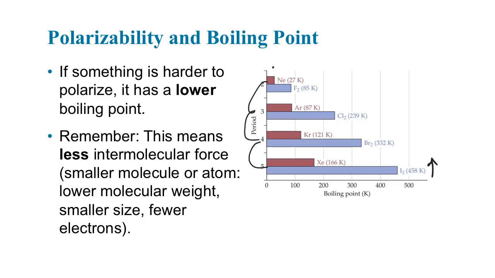So the harder something is to polarize, the lower the boiling point. Neon would have a really low polarizability, hence a low boiling point, which means less intermolecular force. So a smaller molecule or atom with a lower molecular weight, smaller or more compact size, and fewer electrons has a lower boiling point. And obviously the opposite is true.